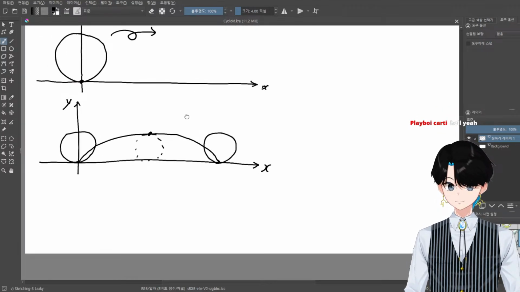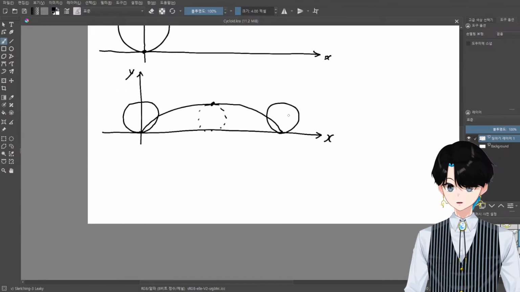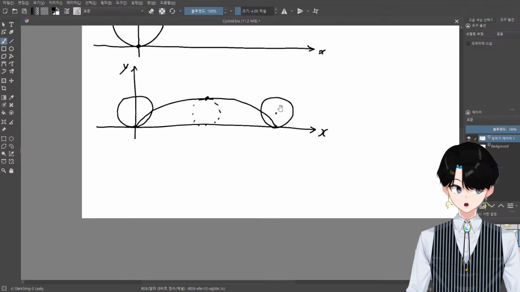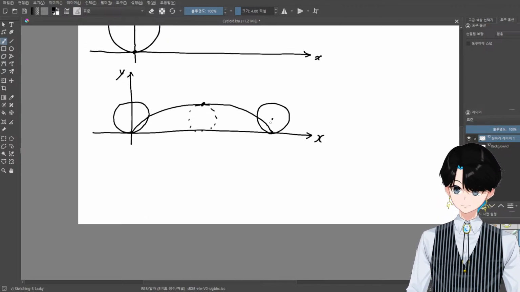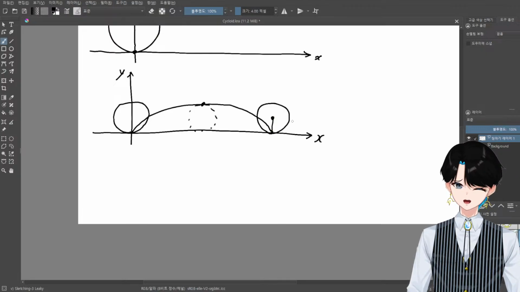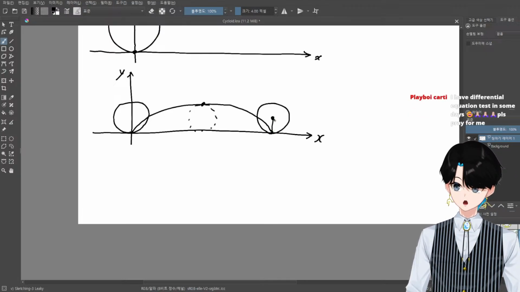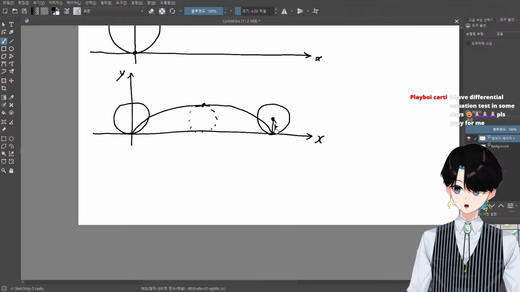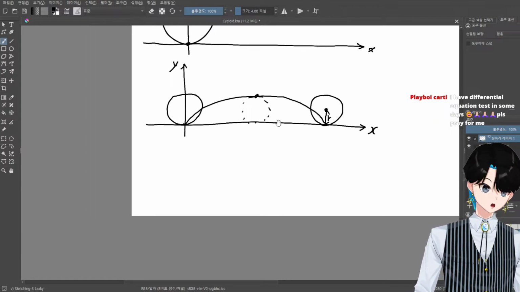How do we know this? The circle. The diameter is r.